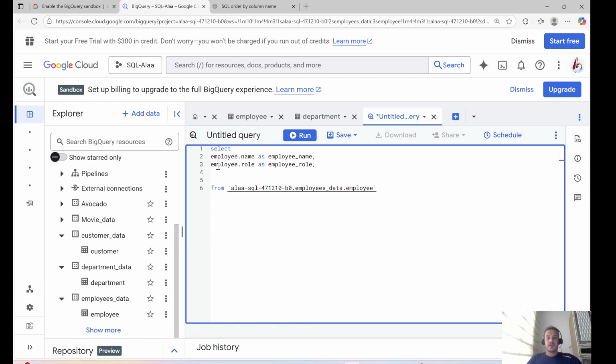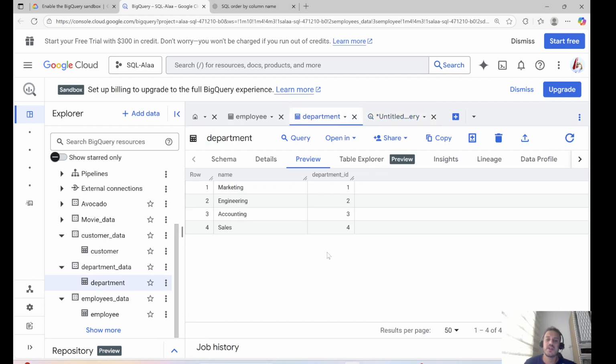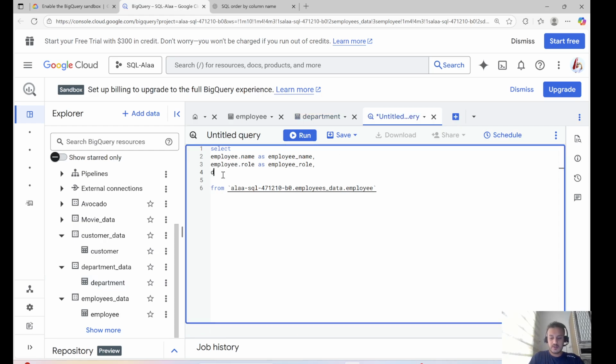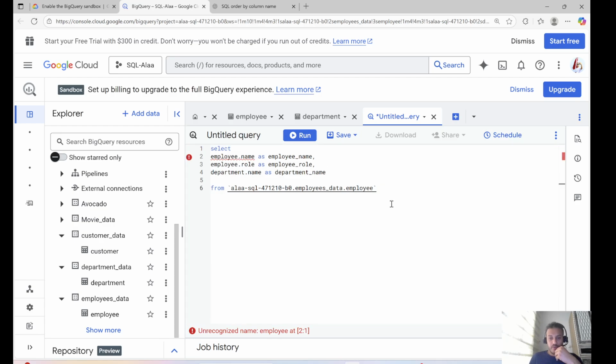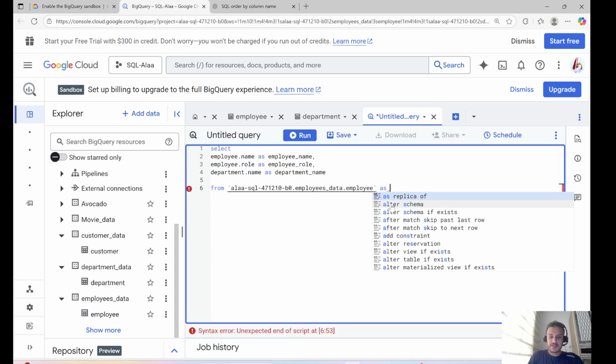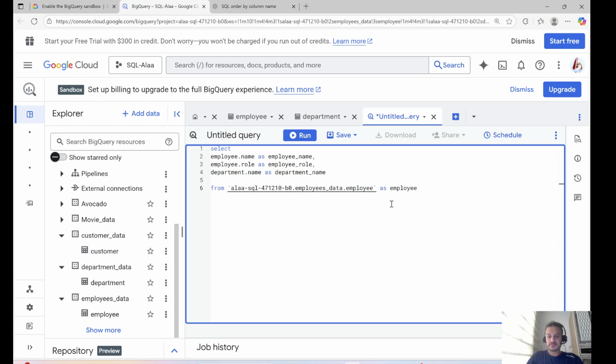And from my departments table, I need the names. So department table dot name AS department_name. In the FROM clause we have to mention both of them, for employee and for department, with aliases.